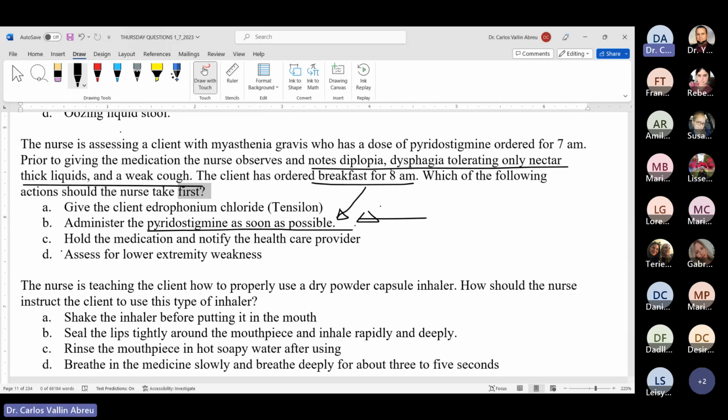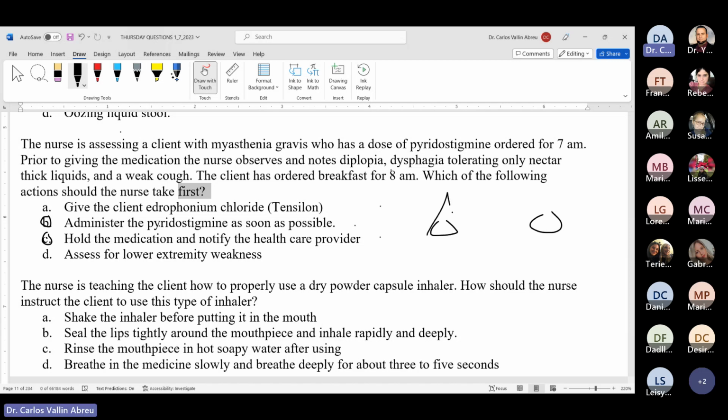It is logical to consider that the client could aspirate when giving the medication, and you should hold the medication and notify the healthcare provider. So don't be so fast to answer this question. Think twice in your answer because it's between B and C, but you need to weigh the two options.